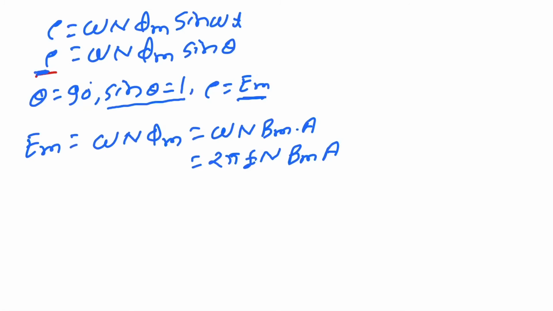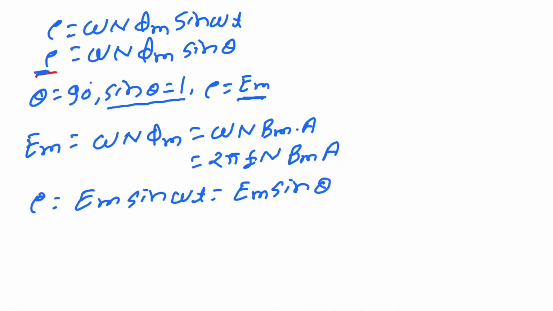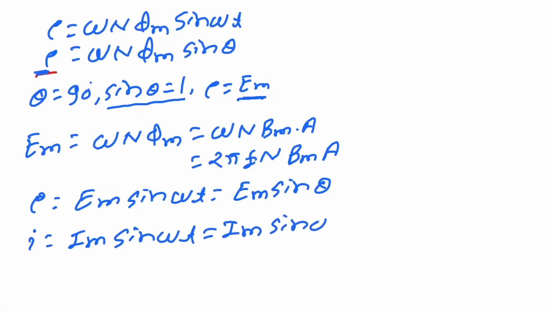Now put the value of omega n phi m in this equation, and we get the induced EMF E equals Em sin omega t, or Em sin theta. Similarly, we can obtain the equation of induced current I. It is equal to Im sin omega t, or Im sin theta.